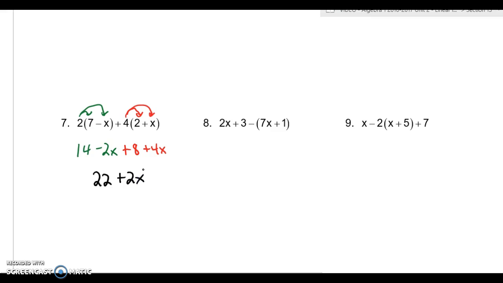We might be thinking we are done. Mathematically, we are correct. However, the directions say we want to write it in the form a times x plus b. So this term right here has to move to the front. 2x plus 22.